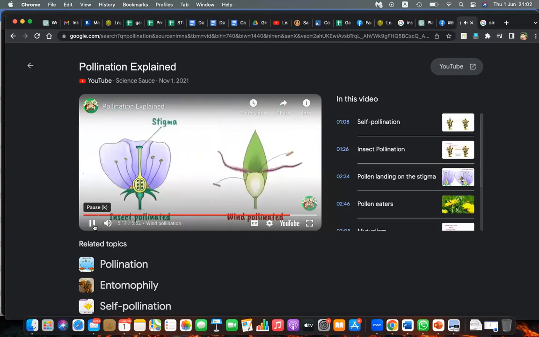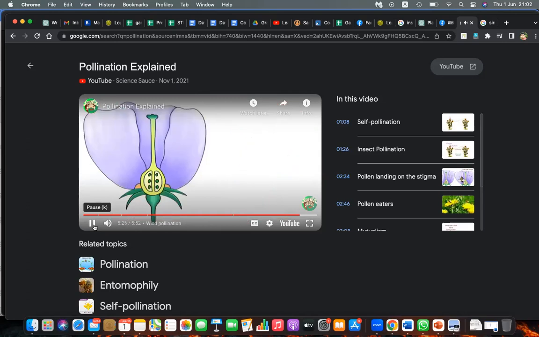Where the stigmas of insect-pollinated flowers tend to be sticky to allow pollen on insects to attach, the stigmas of wind-pollinated flowers are usually feather-like in structure. This makes it easier to trap pollen passing by in the wind. The next step for reproduction in flowering plants is for the male gamete to travel to the ovule where fertilization can take place. That's all covered in the next video, which is linked in the description.